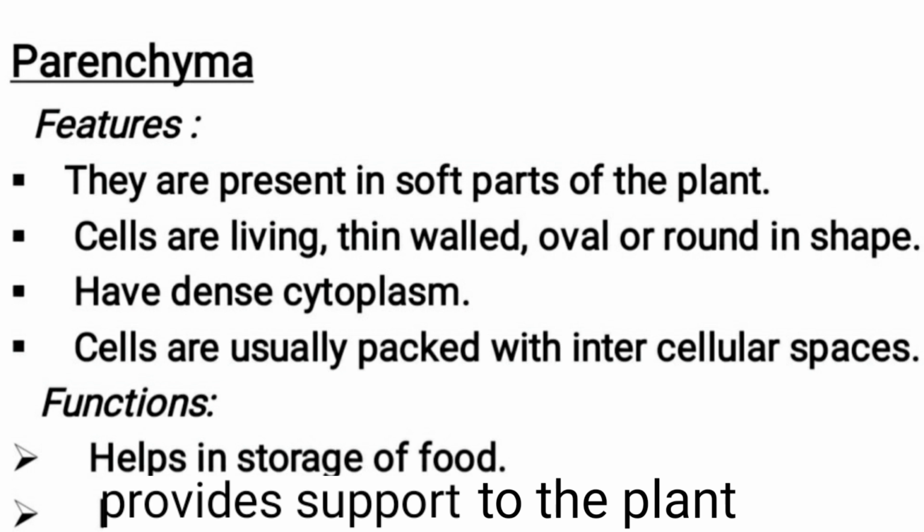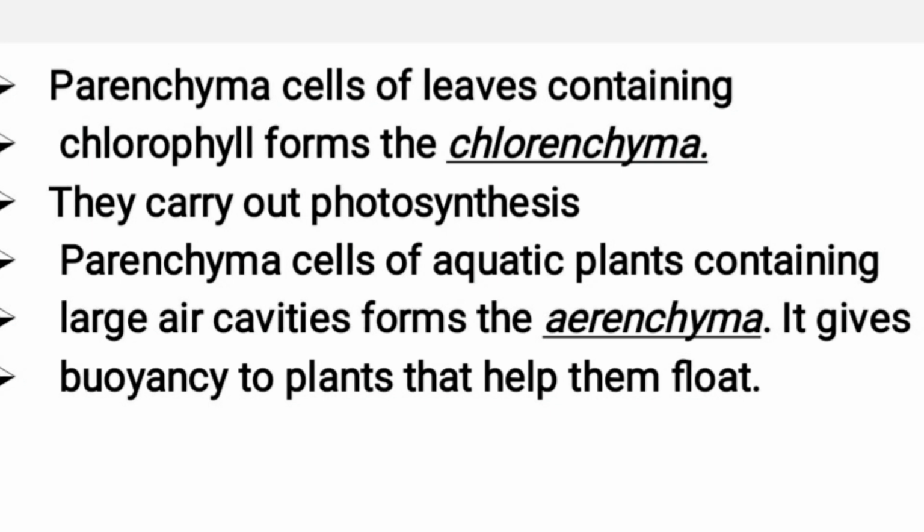When parenchyma cell contains chlorophyll in some situation, it performs photosynthesis. Such a type of parenchyma tissue is called chlorenchyma. Parenchyma cells with chloroplast or chlorophyll are called chlorenchyma. In aquatic plants, large air cavities are present in parenchyma cells in order to give buoyancy to plants, which helps them to float. Such a type of parenchyma tissue is called aerenchyma. Parenchyma cells with air cavities are called aerenchyma. Parenchyma of stems and roots also stores nutrients and water.